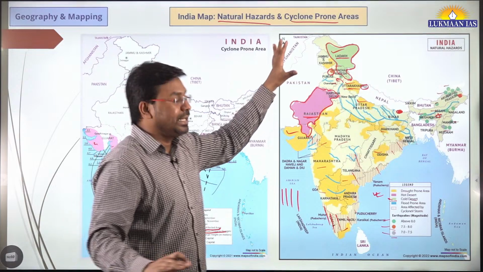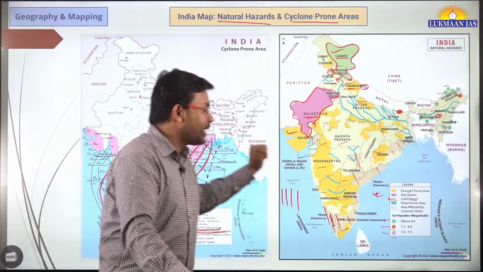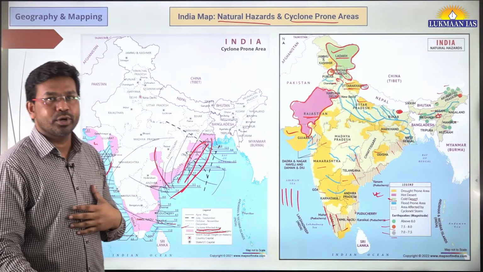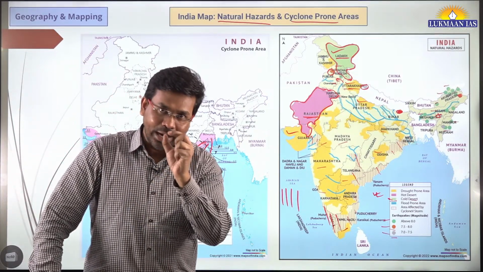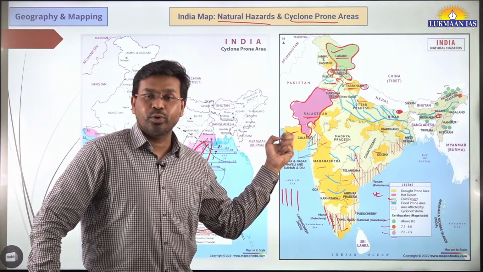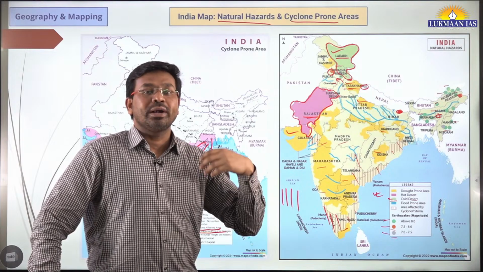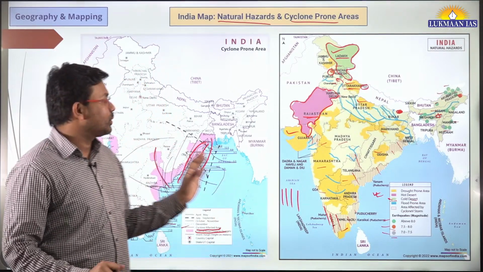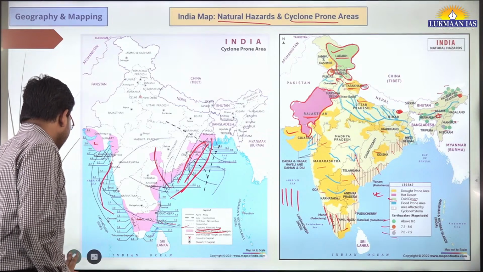So this is the natural hazard map of India, and this is the cyclone prone area in India. It is important for you to understand those regions that are cyclone prone, drought prone or natural hazard prone, earthquake prone areas. That will help you to solve questions in the prelims exam.